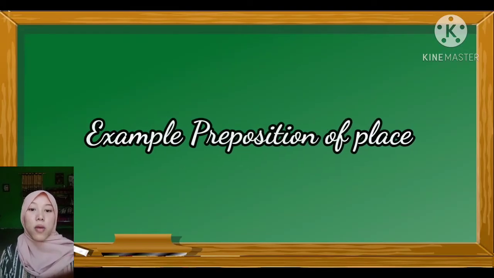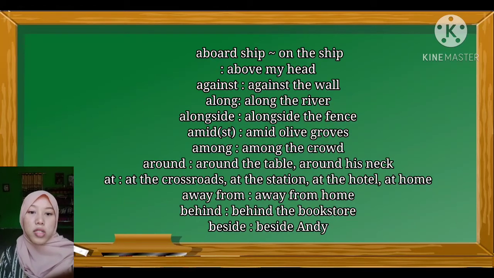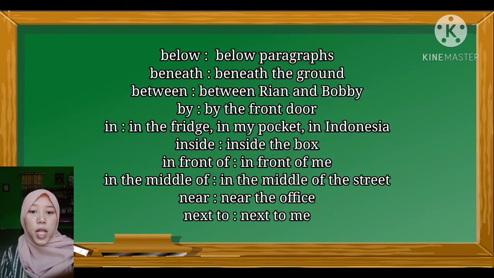Example prepositions of place: on the ship, above my head, against the wall, along the river, alongside the fence, among the olive groves, among the crowd, around the neck, around the table, at home, at the hotel, at the station, away from home, behind the bookstore, beside Andy, below.